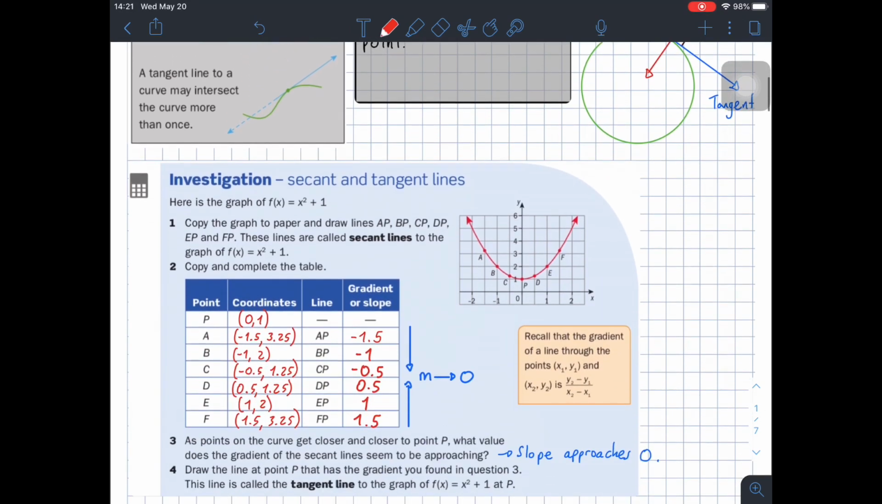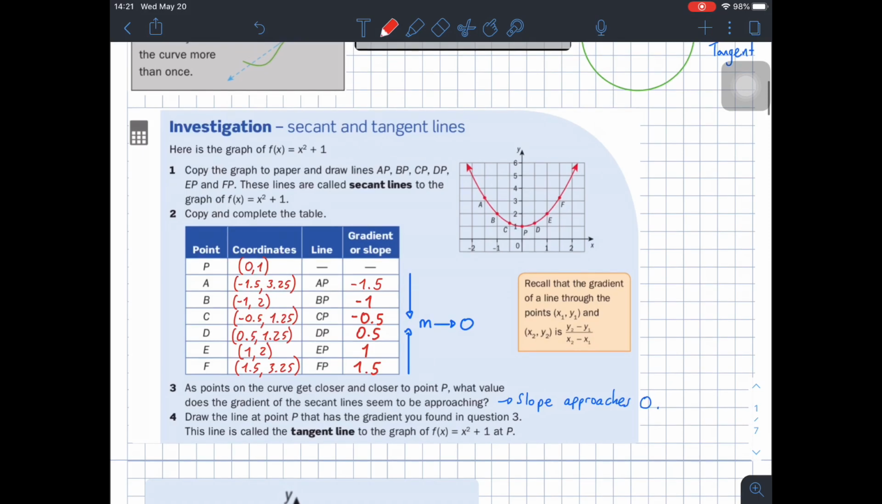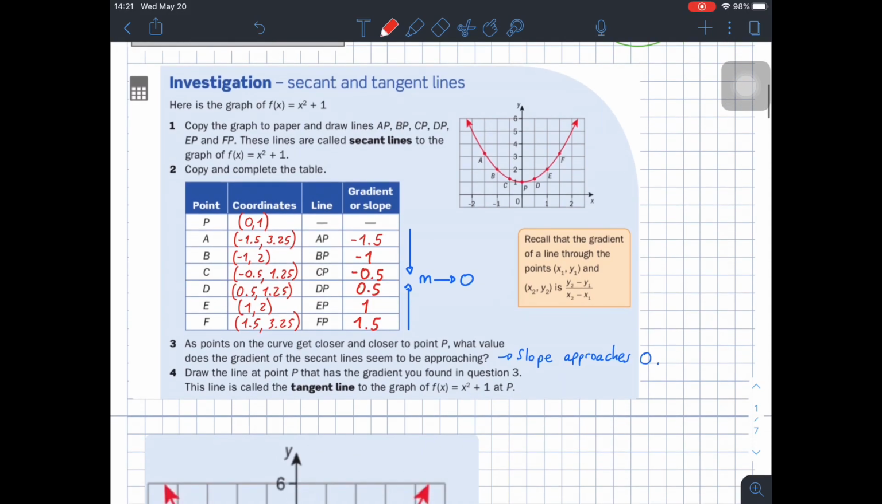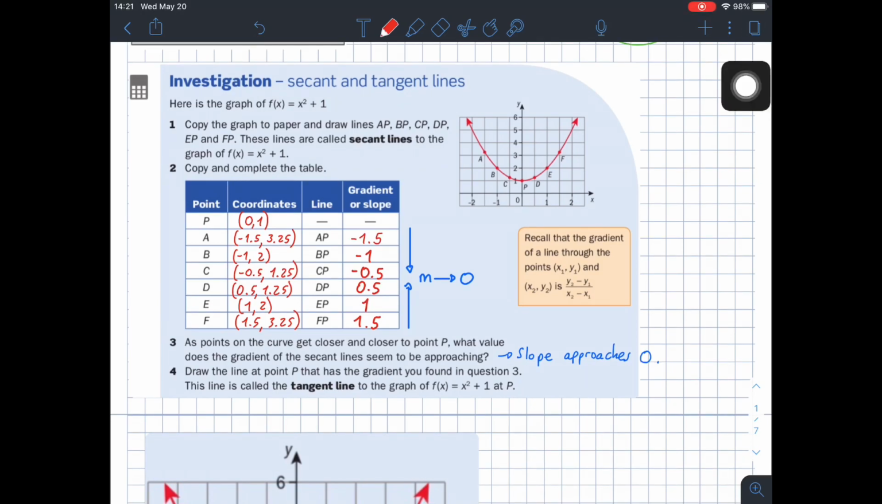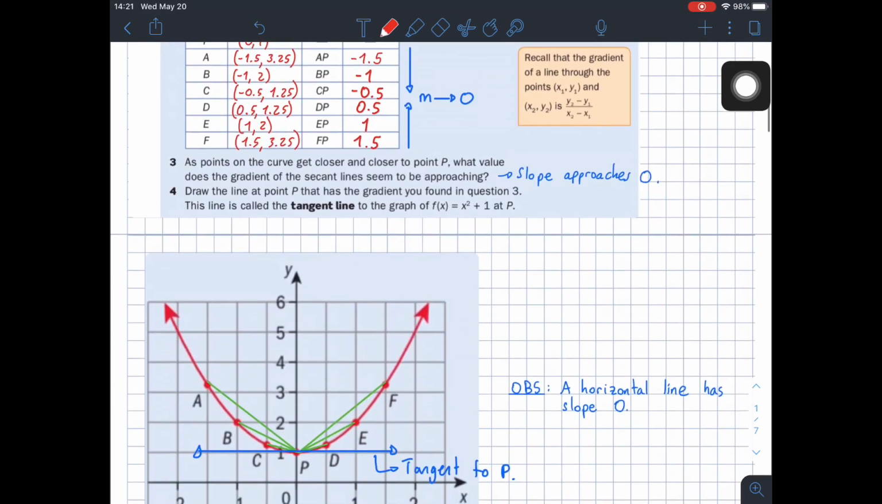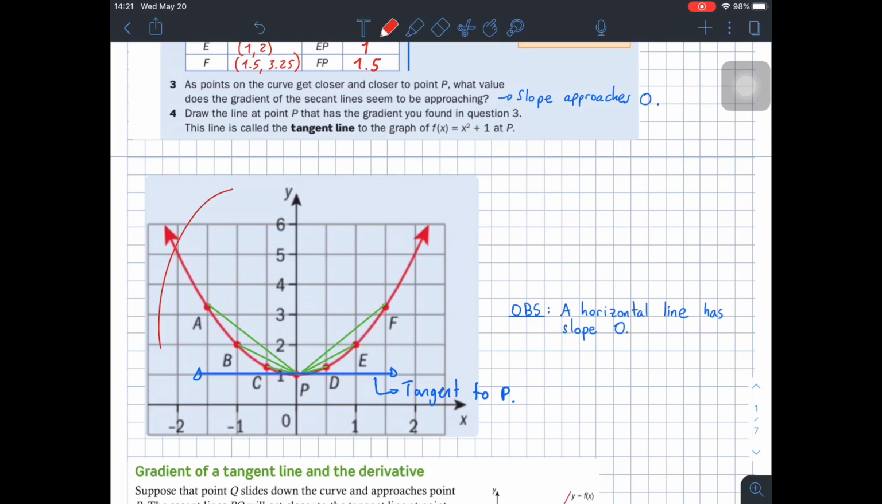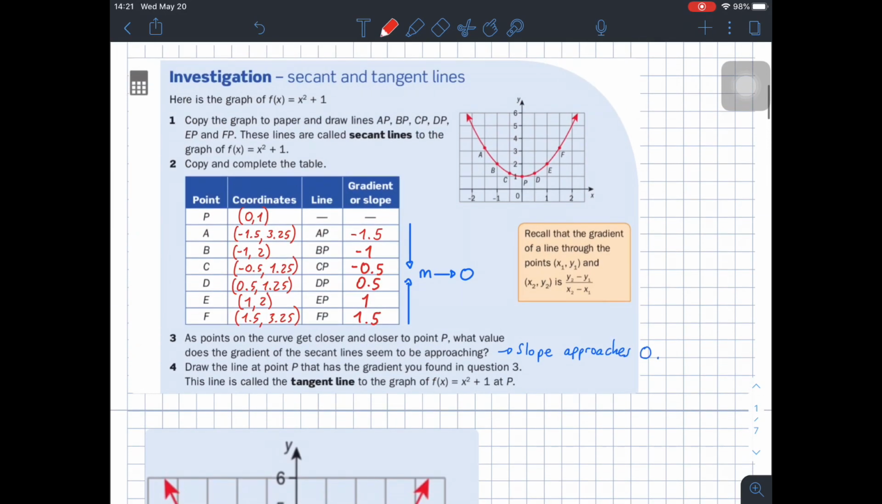Okay, so let's do this short investigation to start understanding what this class is about. It says secant and tangent lines. Here's a graph of f of x equals x squared plus 1. This one over here, it's a parabola, right? Copy the graph paper and draw lines AP, BP, CP, DP, EP, and FP. These lines are called secant lines to the graph of f of x equals x squared plus 1. Okay, so what I did is I copied the drawing, but made it a little bit bigger down here. And I traced these lines, AP, BP, CP, DP, EP, and FP.